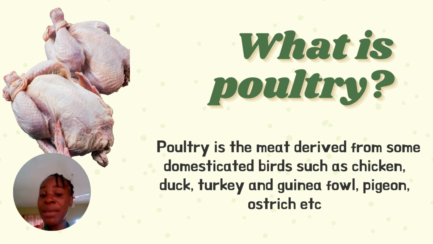Okay, so what is poultry? Poultry is the meat that we derive from domesticated birds like chicken, turkey, pigeon, guinea fowl, ostrich, and so on. They are birds. The meat we get from these domesticated birds is what we call poultry. Like I said, I'll say it again: poultry is the meat that we derive from domesticated birds like turkey, guinea fowl, ostrich, chicken, and pigeon.